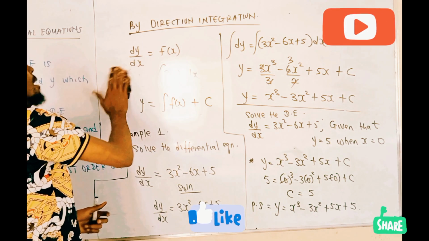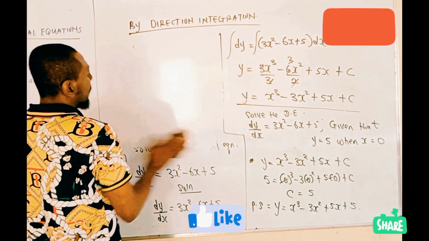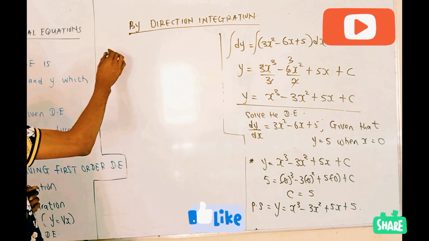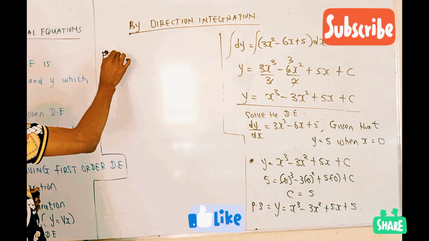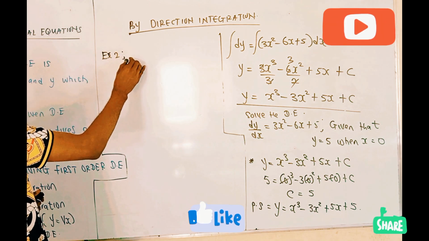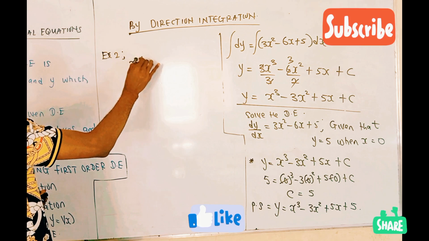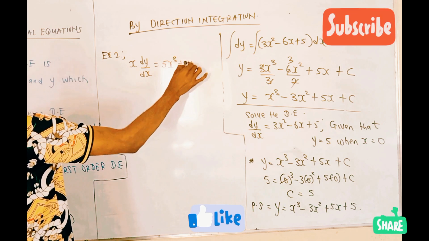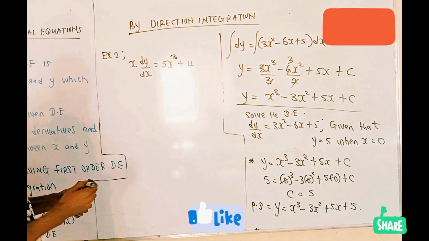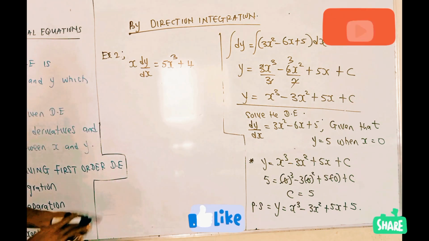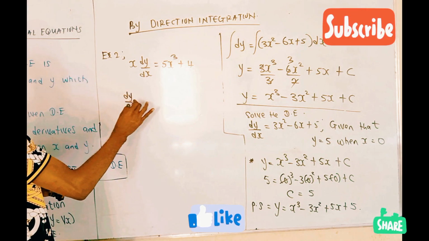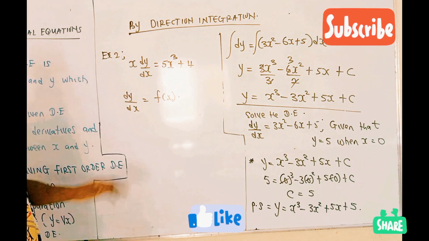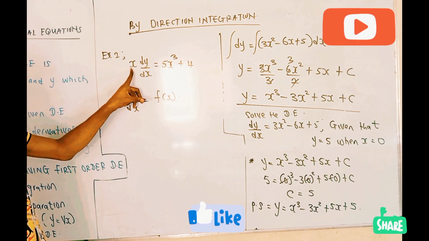Okay. We have some other examples under direct integration. Example 2 says x dy over dx is equal to 5x cubed plus 4. In this case, how do we make dy by dx equal to f of x? We can do that by dividing both sides by x.